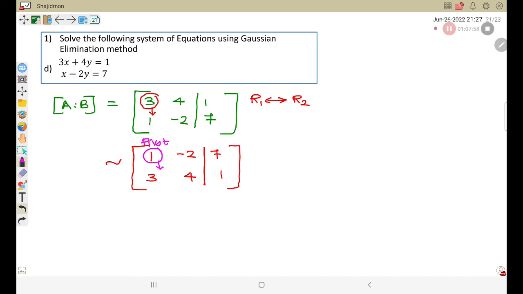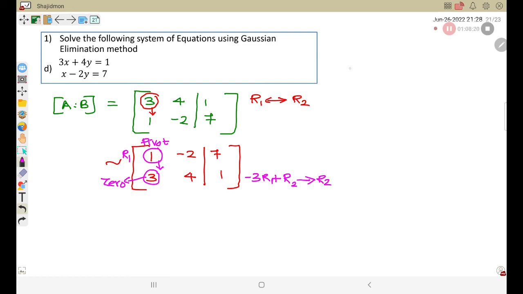Now the pivot number, the number down below it, should be 0. The pivot number is coming on the first row, correct? So the second row we need to change. The second row's plus is default, the opposite of 3 is minus 3, multiplied by the pivot number coming on the first row. Minus 3 R1. So you can do that operation here.